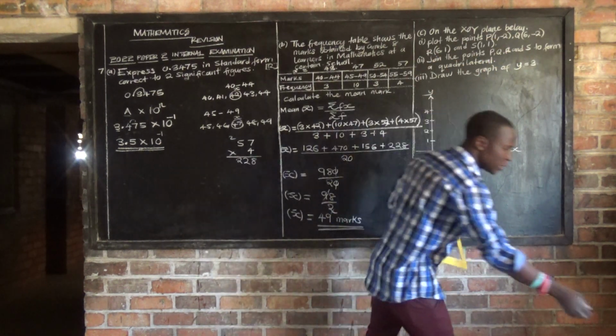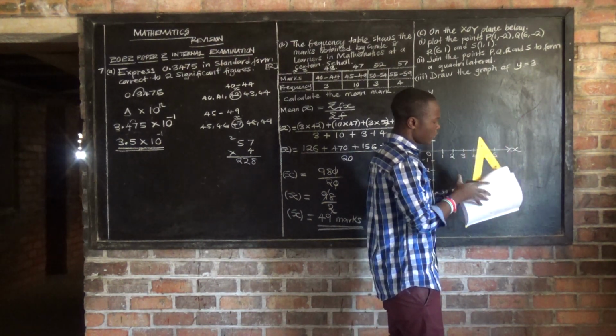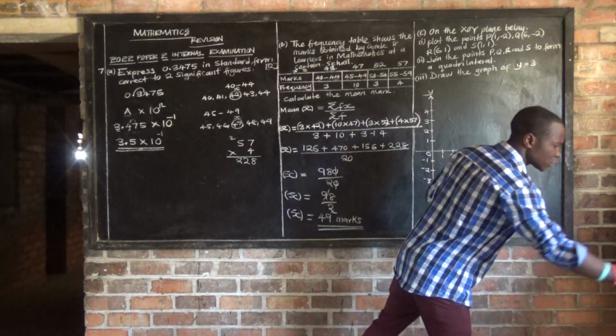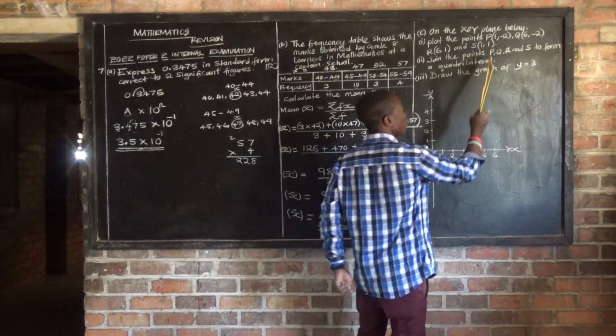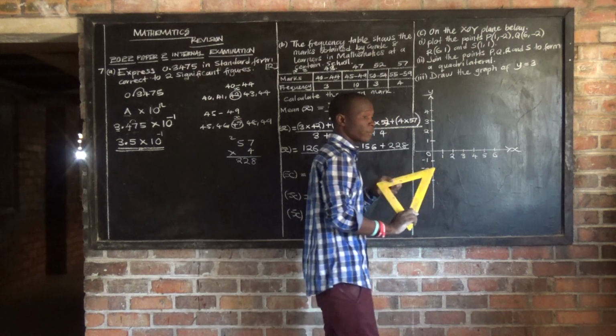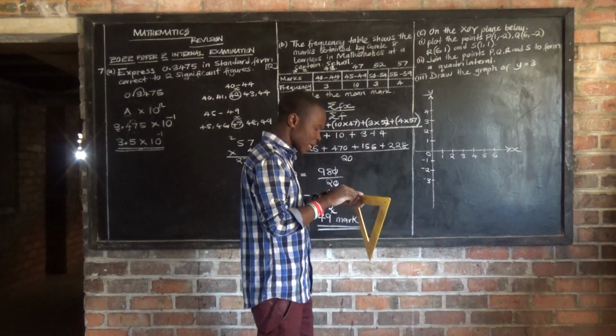Check for me the way these coordinates are, in case I made a mistake in writing them. If they are okay. So P is what, guys? P is (1, -2). Check for me. Okay? (1, -2). So let us plot (1, -2).